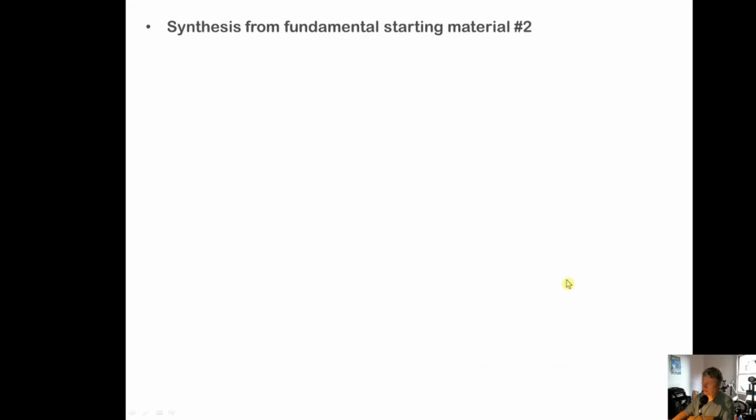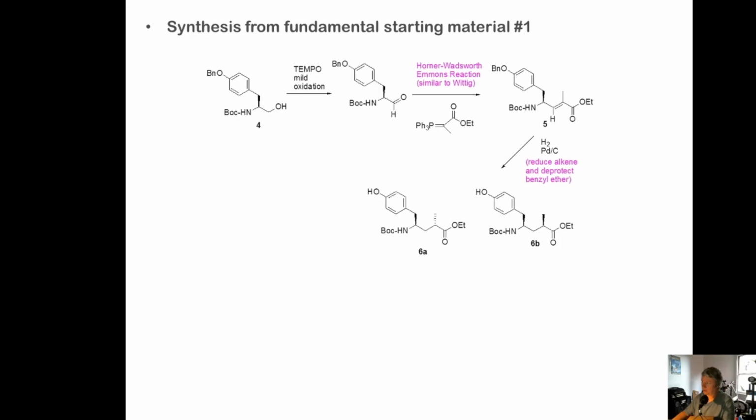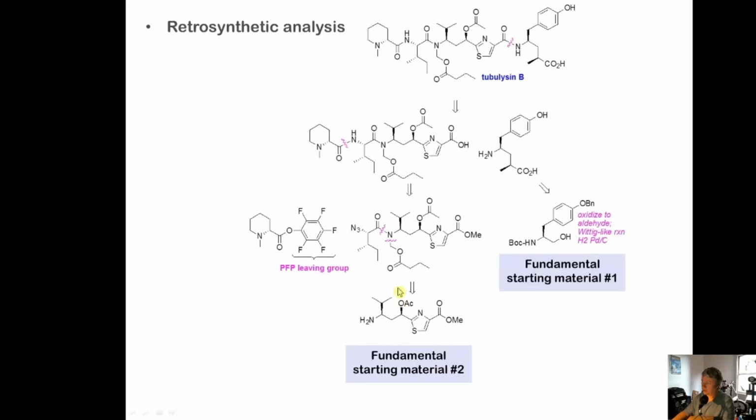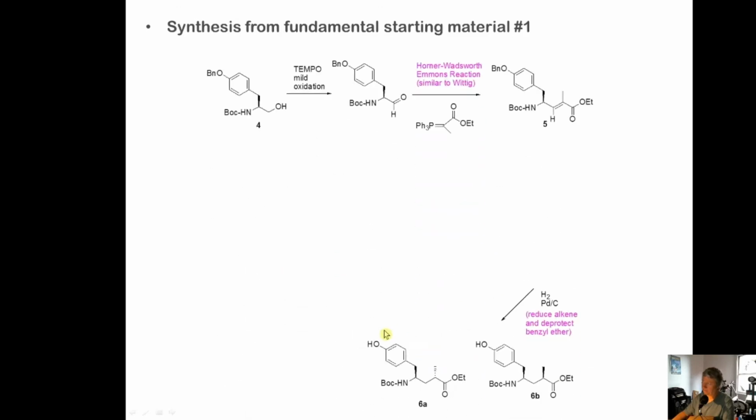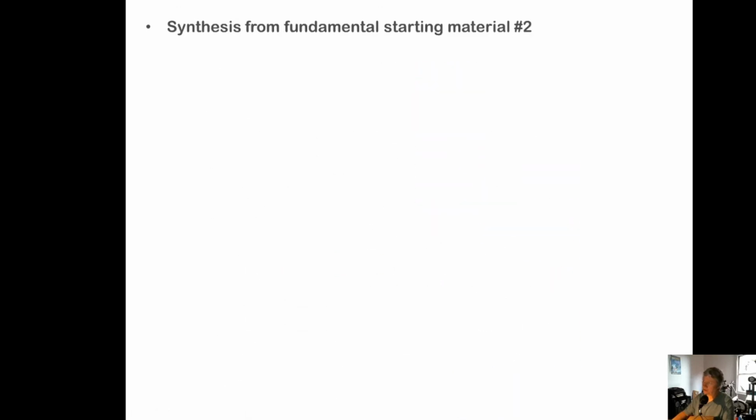All right, so then let's start with fundamental starting material number 2. Let's go back to see what it looked like. So now we're going to start here and kind of work our way back upwards. Okay, start with this amine, this primary amine. Okay, so starting from the synthesis from fundamental starting material number 2.